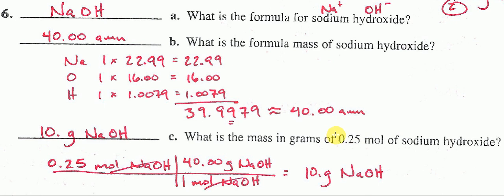So I will start with the 0.25 moles of sodium hydroxide that the problem gives me, and then I will put moles on the bottom of my conversion factor, put grams on the top of my conversion factor, and carry out the calculation, which is 0.25 multiplied by 40 divided by 1. We end up with 10 grams of sodium hydroxide. And because this question gives me 0.25, that's 2 significant figures, I'm going to report my answer with 2 significant figures as well.